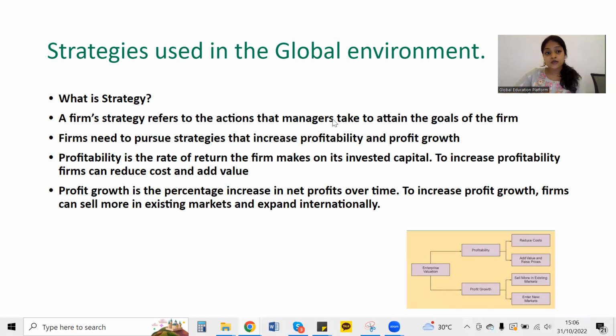Okay. So in order to calculate your profits, profit growth is the percentage increase in net profits over time. To increase your profit growth, firms can sell more in existing markets and expand internationally. As soon as a business comes into the market, it's very unlikely for them to move international. So you need to first cater to your domestic market. You need to understand what sort of product is in demand, how you can sell the product, what sort of unique selling point you have, and in what ways you could add value.